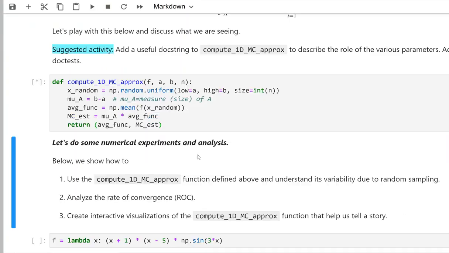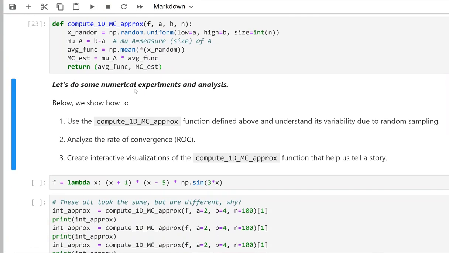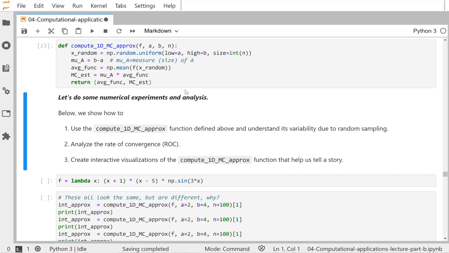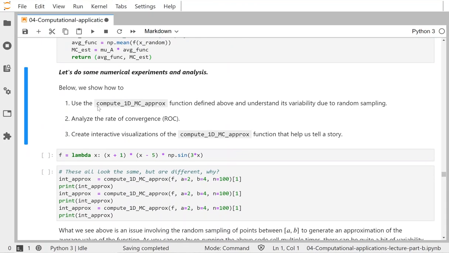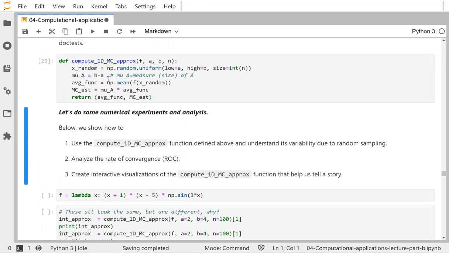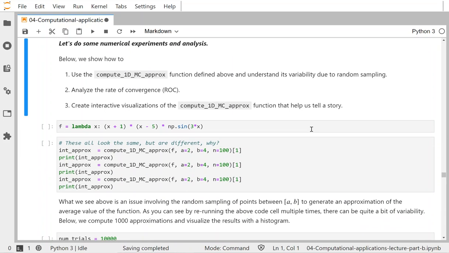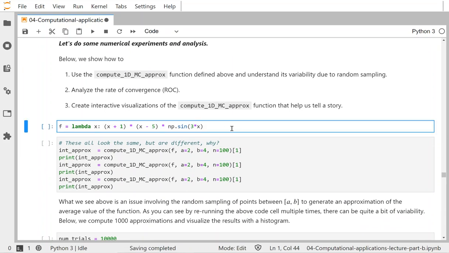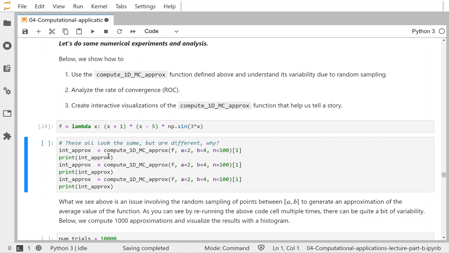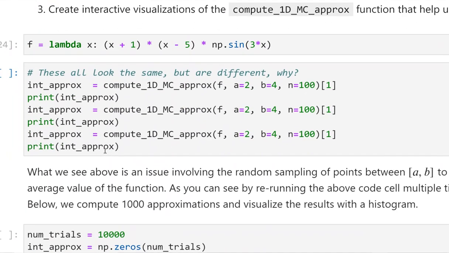So let me run this. And now let's do some numerical experiments and analysis. Below, what we show is how to use this function defined above and understand its variability due to random sampling. Because every time you run it, even if n is fixed, you generate a different set of uniform random numbers. We want to analyze the rate of convergence, and we want to create interactive visualizations that help us tell a story. So we'll go to the same function we've seen before, and now these all look the same, but they're going to be different.